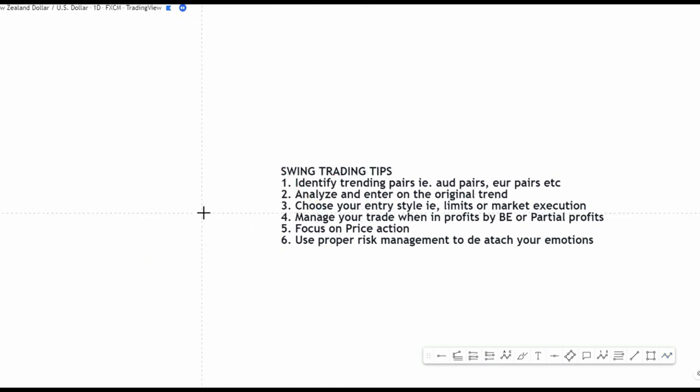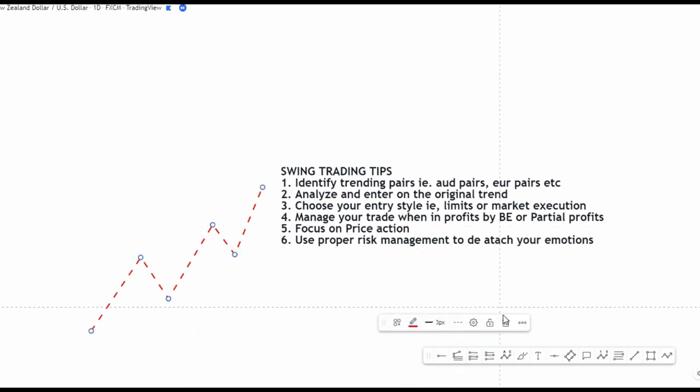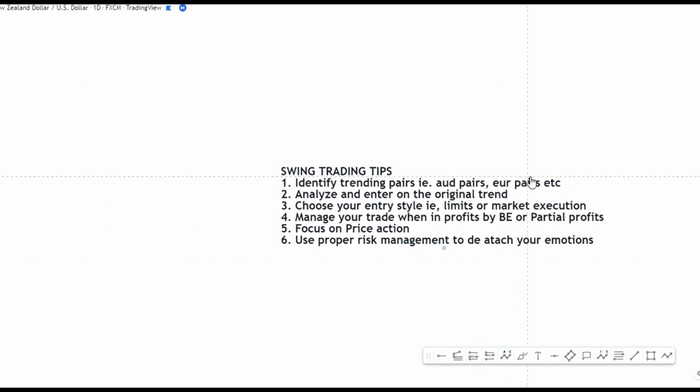Now such pairs, one of them is the AUD pairs. Most of the time, to identify AUD pairs you see their nature swings. I mean you only see the actual trend, but remember the market is not always straightforward and it's not in a straight line. The actual move is what we call impulse and correction, impulse, correction, impulse, all the way up. Now for AUD pairs, it's very simple to identify such trends, especially for beginners. Okay, I hope you have understood this first tip. And the other pairs are euro pairs, maybe EURUSD, EURJPY, or EURNZD. All these are actual trending pairs.